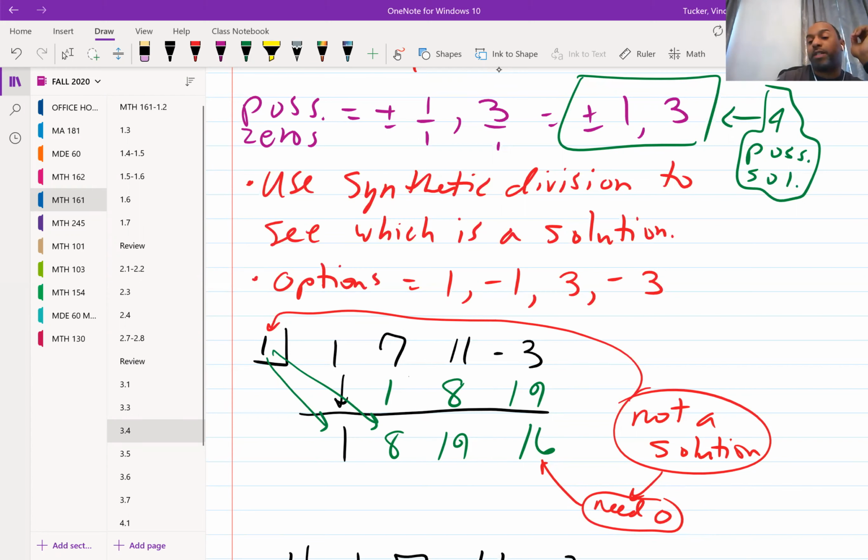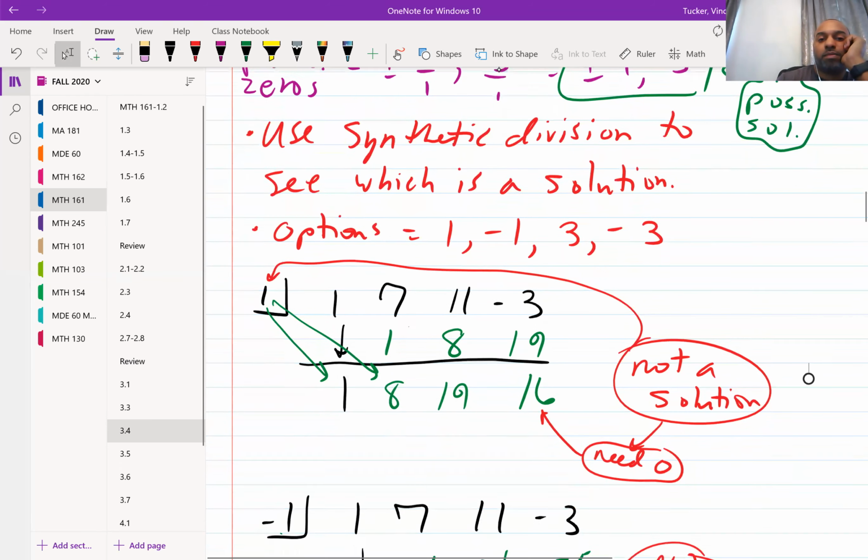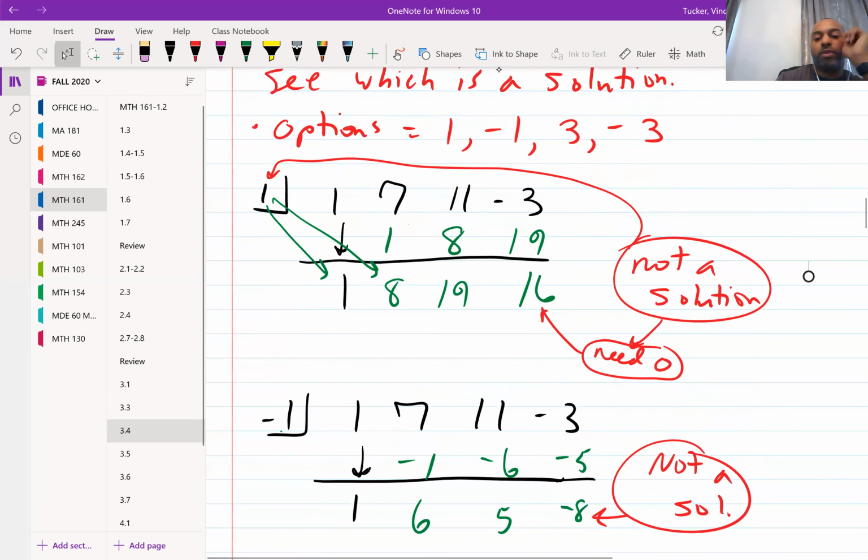And so you would go through this process of checking to see which one of these, or if any, would be a solution for us. Do the same thing for -1. Start off with -1 right here in our box. 1, 7, 11, and -3 still our coefficients. Bring down 1. 1 times -1 is -1. And you just keep following that process, and you see we get -8 as our remainder.